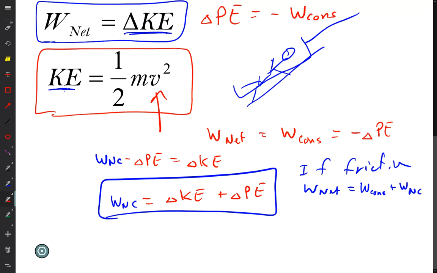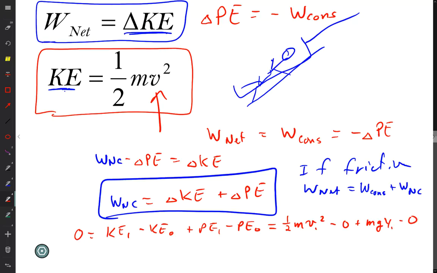So now using this equation, work non-conservative was 0, equals kinetic energy 1 minus kinetic energy initial plus potential energy 1 minus potential energy initial. Right, I did change in, so that's always final minus initial. Substitute our values: 1/2 m v1 squared minus 0 plus mg y1 minus 0. And then we're trying to find the speed, so to solve that for speed, one of the things that's real important to note here is what happens to the mass.